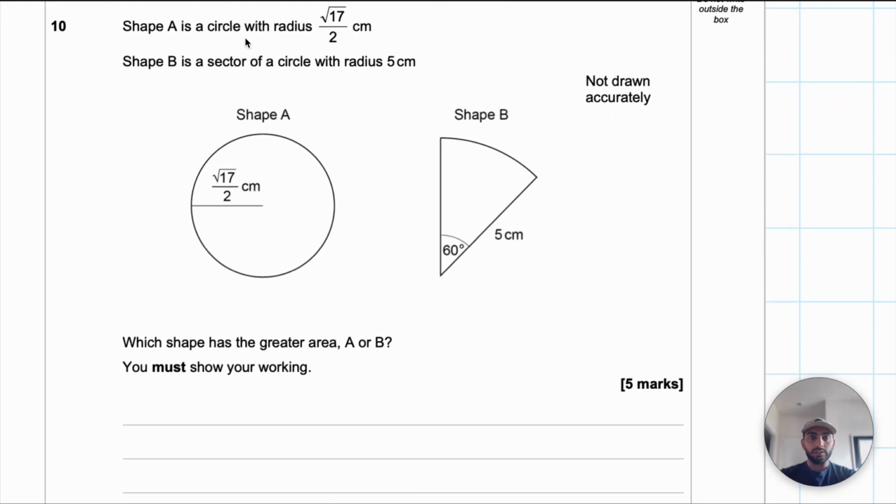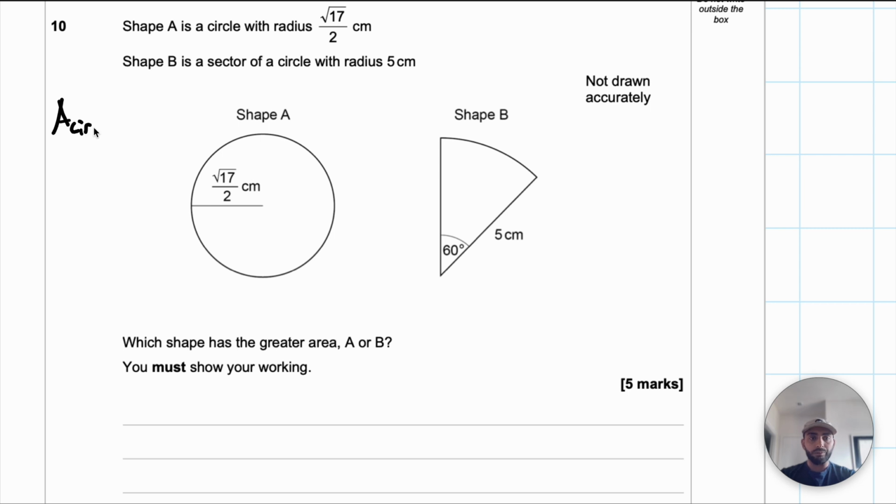Question 10. Shape A is a circle with radius root 17 over 2 centimeters, that's this circle, and shape B is a sector of a circle, so it's part of a circle, with radius 5 centimeters. Which shape has the greater area, A or B? So we need to know the formulas for area of a circle and area of a sector of a circle.